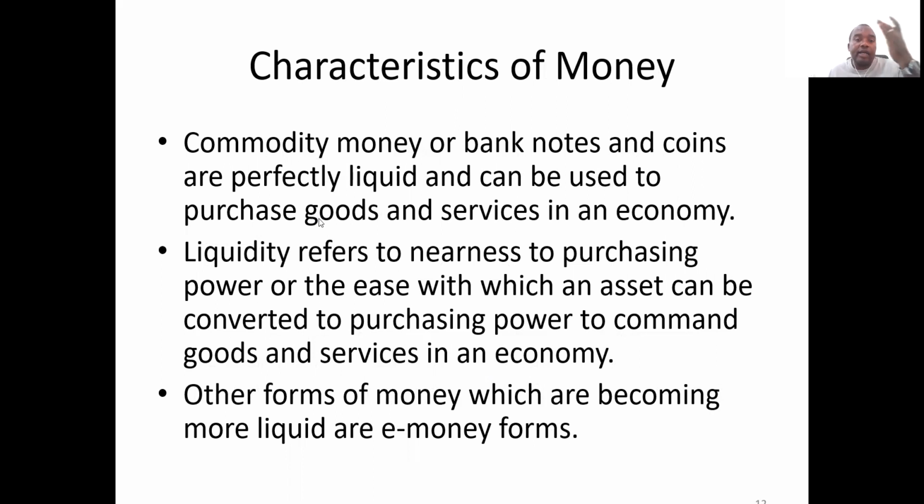And then characteristics of money. Commodity money or banknotes and coins are perfectly liquid compared to things like treasury bills or cryptocurrency, which have to be converted. And with commodity money, you can purchase goods and services straight away. Liquidity refers to nearness to purchasing power or the ease with which an asset can be converted so that an economic agent may purchase goods and services in the economy. Other forms of liquid money, which are becoming more prominent in our times, are electronic forms of money, like I talked about, e-money or e-banking.